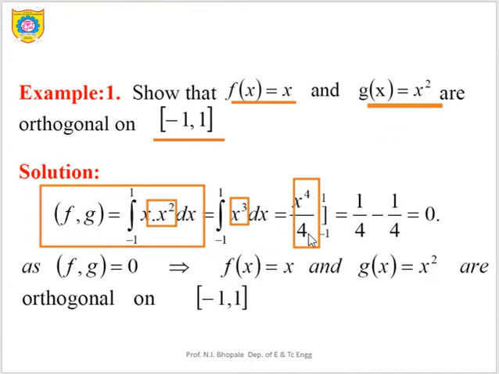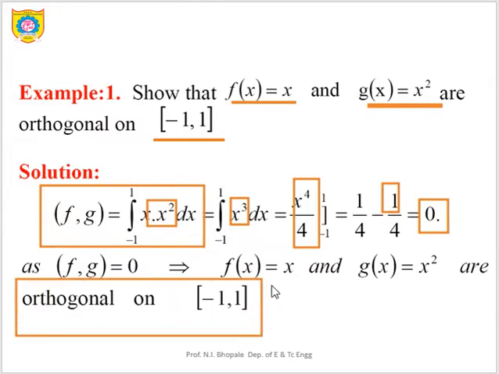So x raised to 4 by 4 gives 1 by 4 on putting x equal to 1, minus (-1) raised to 4 by 4. -1 raised to 4 means it is +1. So this is the result after the integral application, which we have seen in the earlier cases. It will result in the value 0. So this is how we can say f(x) and g(x) are orthogonal on the interval -1 to +1.